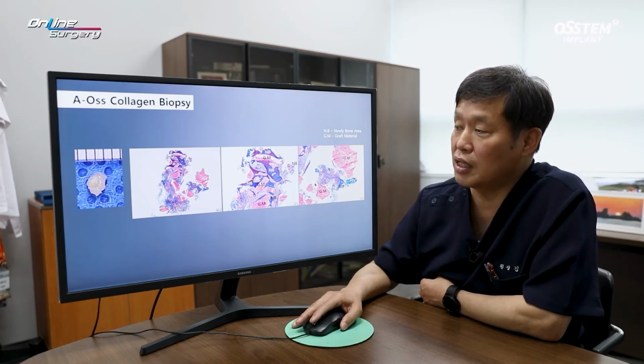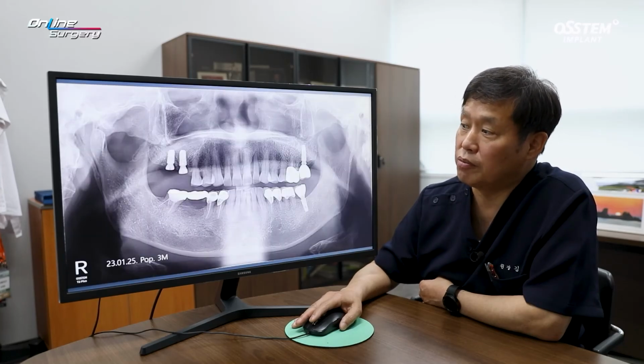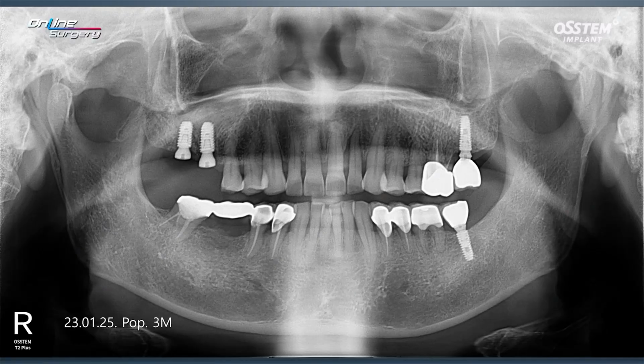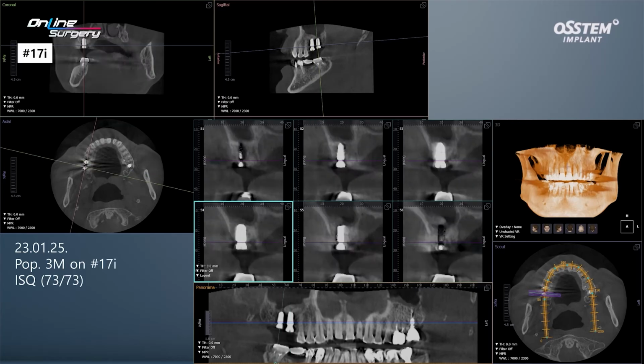This is 3 months after, and this is the panoramic image in number 16. Graft material is nicely maintained. In number 17, as mentioned earlier, bone graft was not done additionally, and especially towards the palatal side, the implant is slightly deeper than the inferior margin of the sinus.